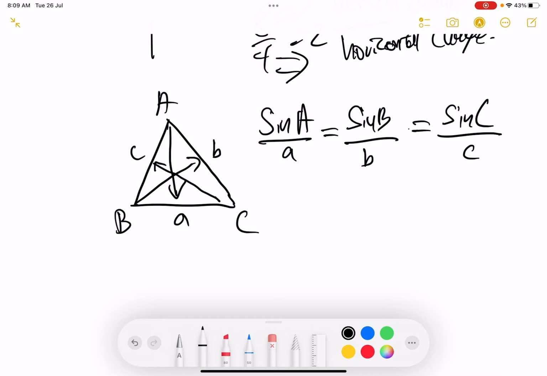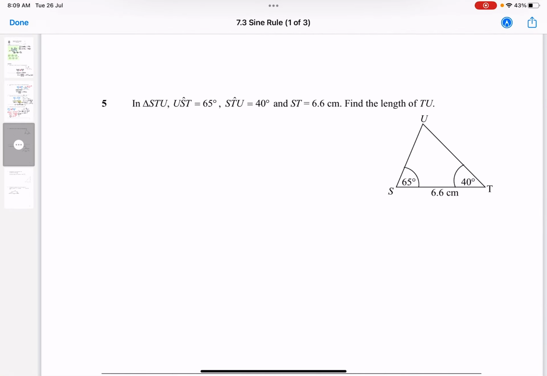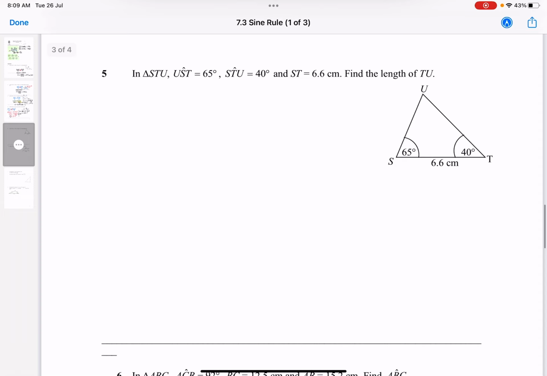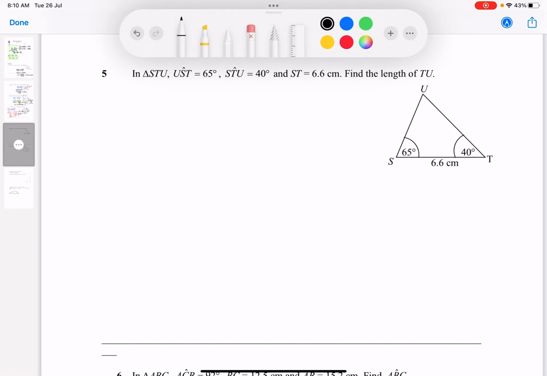So let's go through an example to help us recap. Let's look at question number 5, in order for us to recap on what we need to know. What does it want us to find? This question wants us to find the length of TU, which is this length over here.